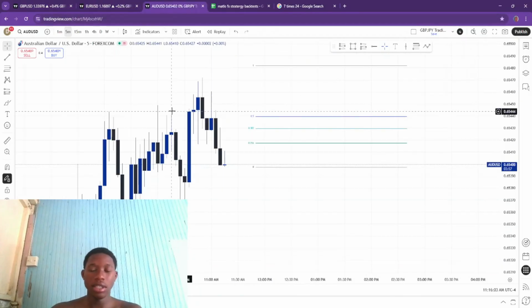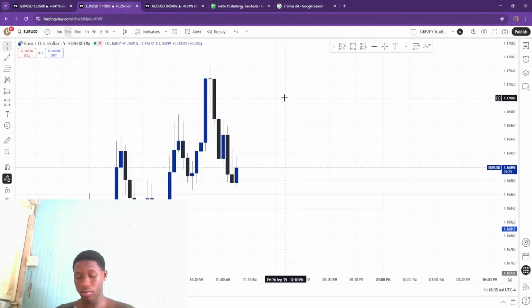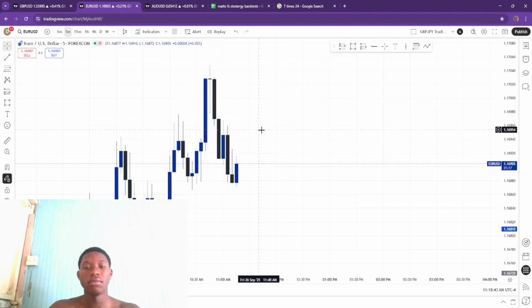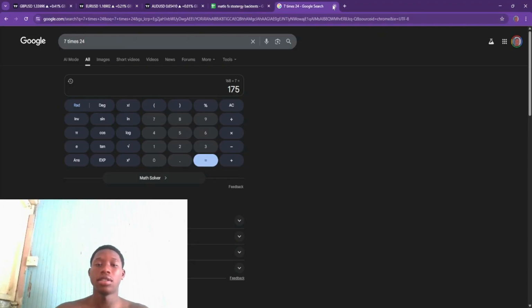Nothing yet, nothing yet. AUD USD. Nothing yet, nothing yet, nothing yet. Alright. We have everything set in my phone just in case something happens with price action.